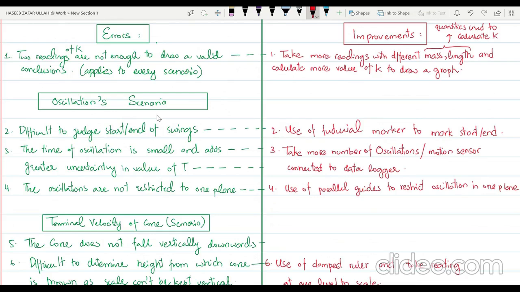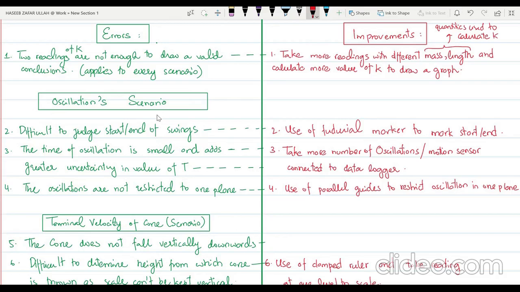The other error that can be experienced is that the time of the oscillation is small and adds a greater uncertainty in the value of t. It adds this uncertainty because of the human reaction time, which is 0.1 seconds, but you have to overestimate it to be 0.2 or 0.3 seconds. So what you can do is take a greater number of oscillations. It will spread the uncertainty across all the values.